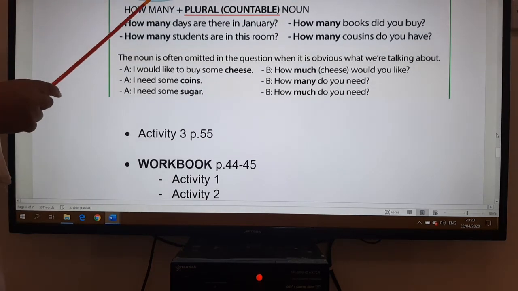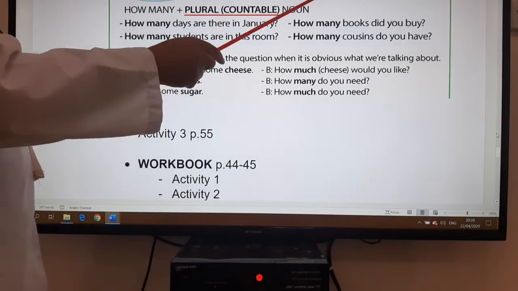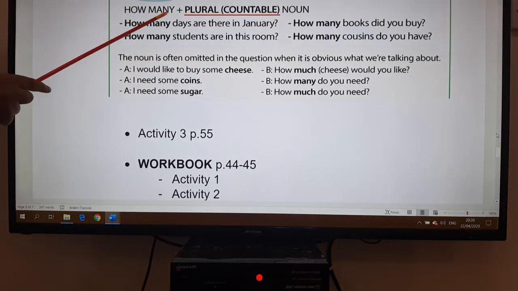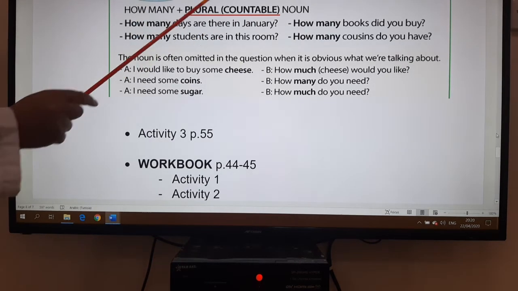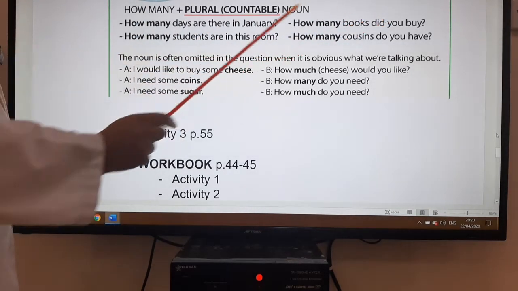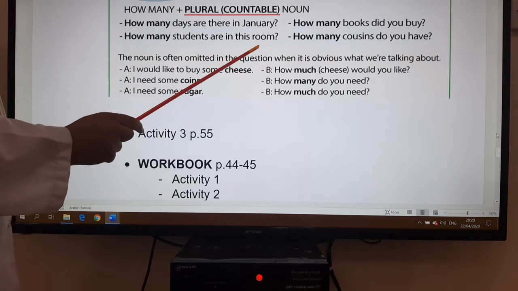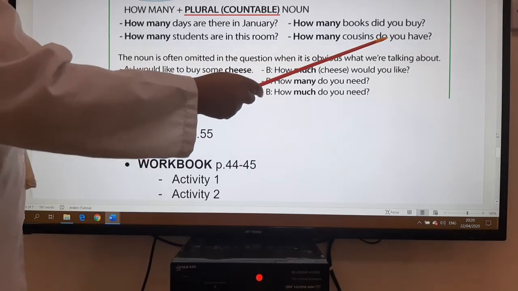Now for the use of how many, it is also to know the quantity or the amount, but we use how many with plural countable nouns. How many days are there in January? How many books did you buy? How many students are there in this room? How many cousins do you have?